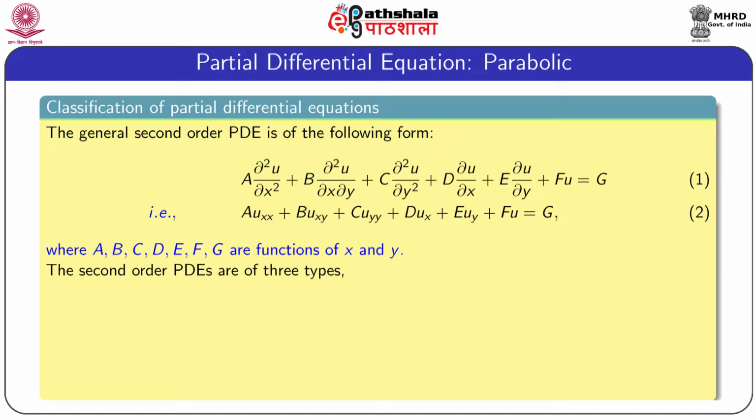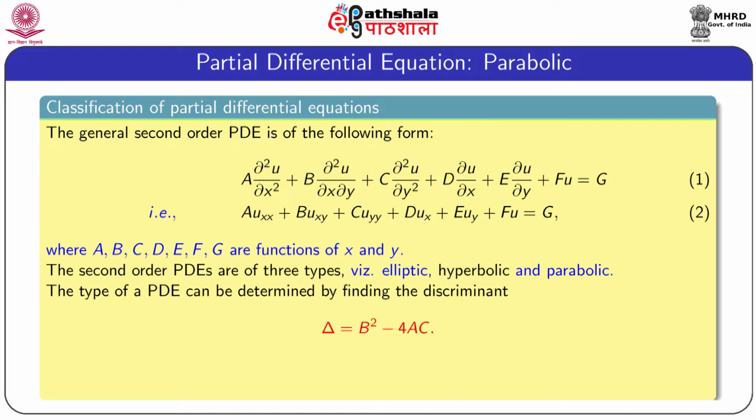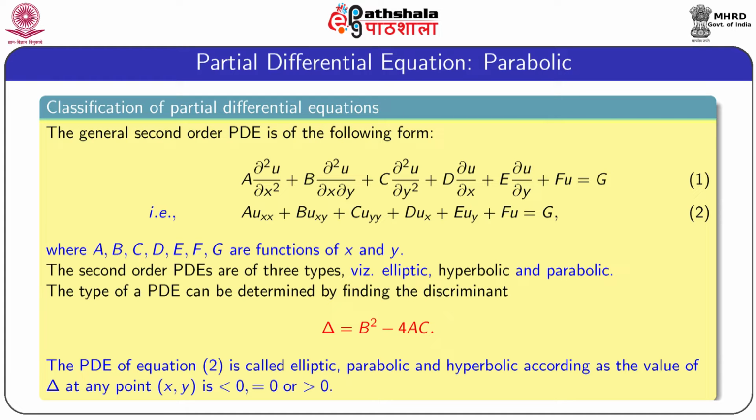The second order PDEs are of three types. The first one is called elliptic type, second one is hyperbolic type and third one is parabolic type. So, all second order partial differential equations can be divided into these three groups. The type of a PDE can be determined by finding the discriminant, which is defined as delta equal to b square minus 4 into a and c, where a, b, c are mentioned in equation 1 or 2. Depending on the values of delta, we can classify the second order partial differential equation.